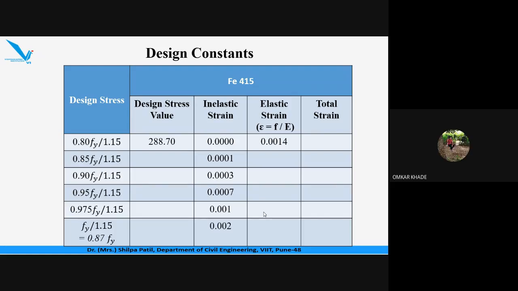The last column, what was that? Only 0.87 Fy is there. It is the value of Fy upon 1.15. Actually, if you see this value, it is 0.975. This is 1 Fy divided by 1.15, so it is coming as 0.87 Fy.